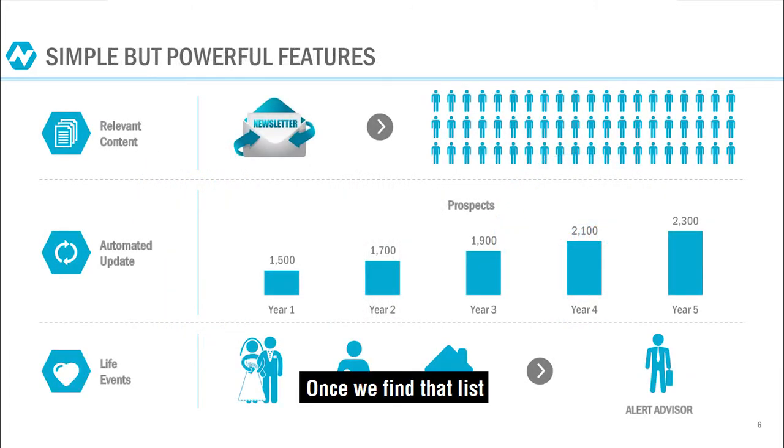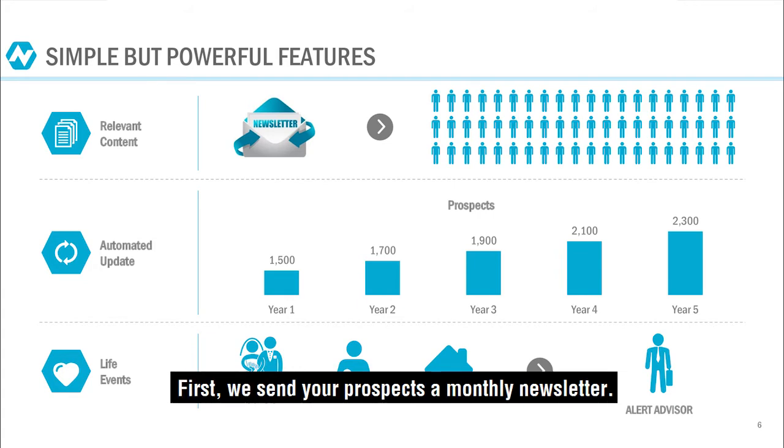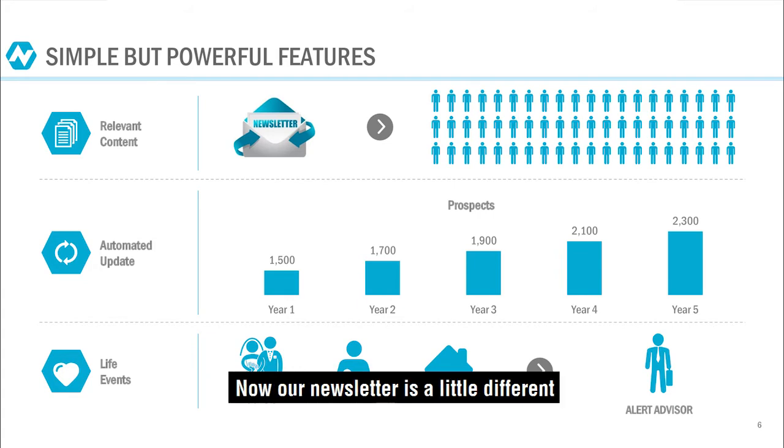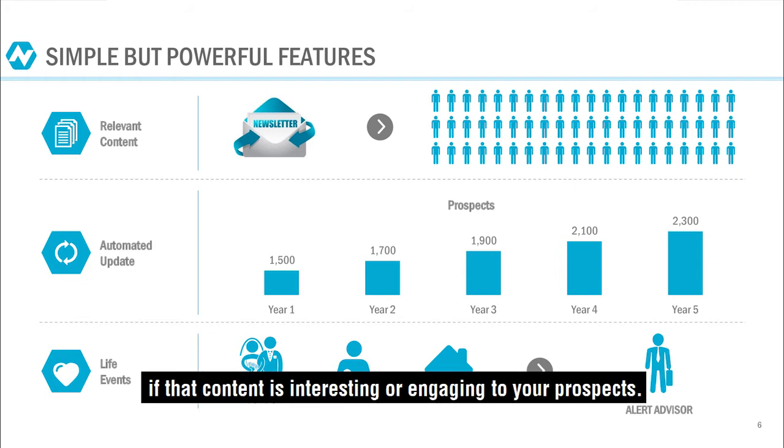Once we find that list, MyNameFlow does three key things. First, we send your prospects a monthly newsletter. Now, our newsletter is a little different than other people in the marketplace. What a lot of people do is have a professional writer write some content, and it's typically very well written. But you have no way of knowing if that content is interesting or engaging to your prospects.